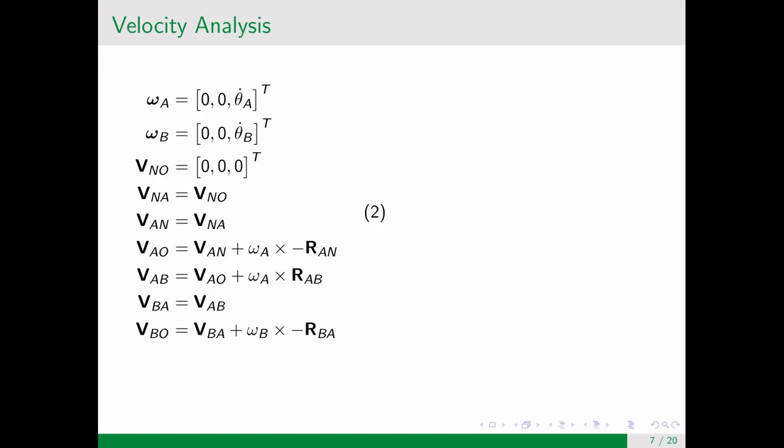You have omega A and omega B, which is 0, 0, theta A dot, and 0, 0, theta B dot, and then you do the velocity analysis. Velocity of AO is VAN plus omega cross RAN, and so on and so forth. So this is like a chain. Okay. So these are equation set 2, right? We have given a number.